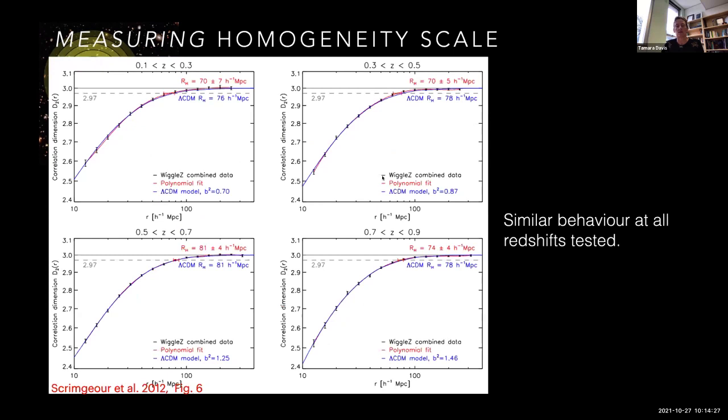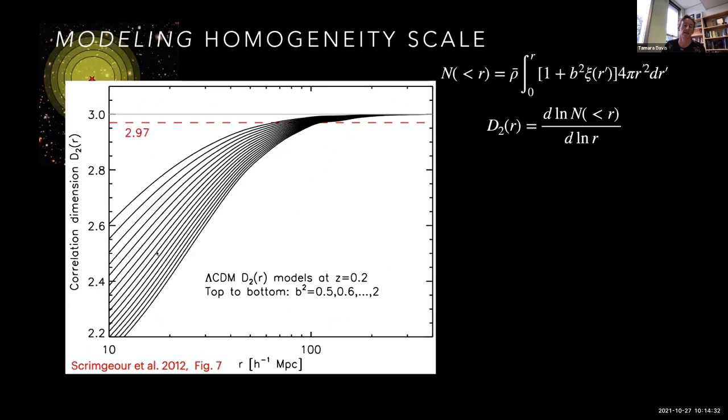One thing I'll note is that in the models, the one thing that's very dependent here is the bias of the galaxies that you're looking at. If you calculate theoretically the number that you expect within a sphere of radius R, that's related to the correlation function of your theory and the bias of your galaxies. If you have more strongly biased galaxies, it takes longer to get to homogeneity. So that's one thing that has to be fit for each of the different redshift slices.